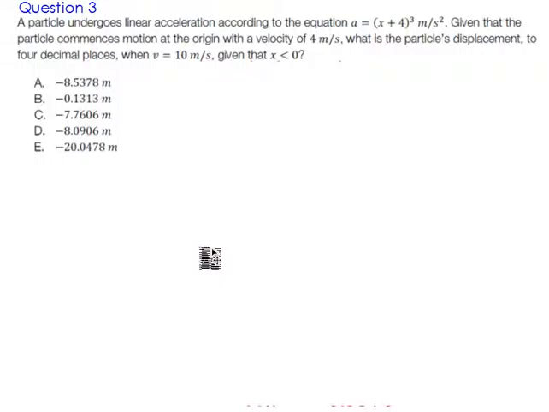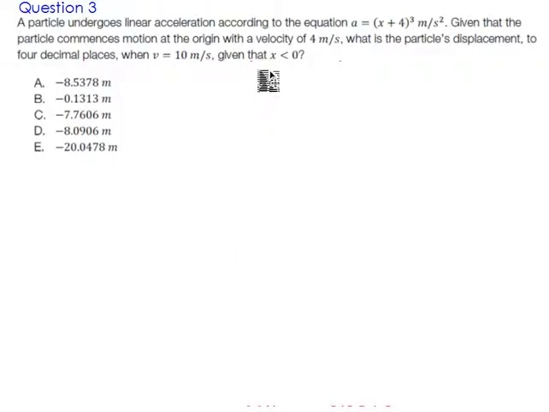Now, given that the particle commences motion at the origin with a velocity of 4 meters per second, what is the particle's displacement to 4 decimal places, when v is 10, given that x is less than 0? Now there's quite a bit of information given there.